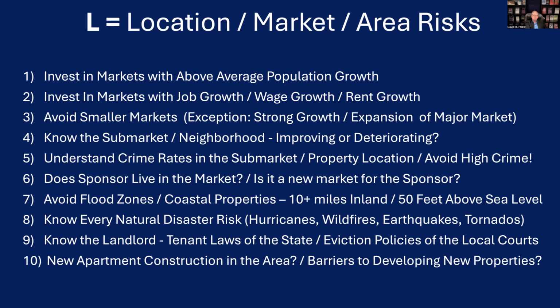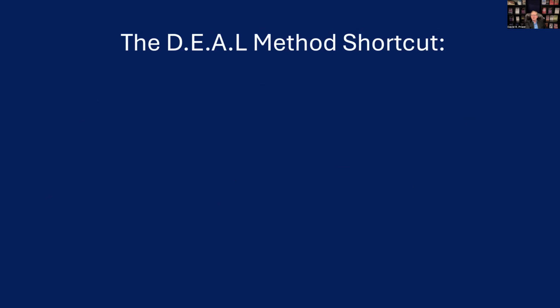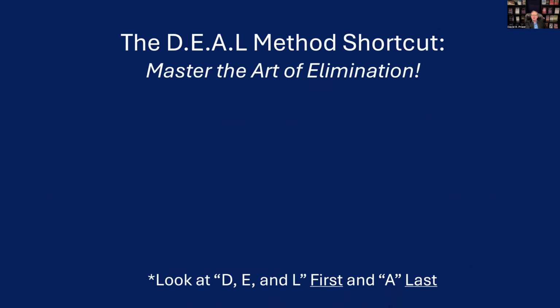So we've gone through our deal method, and I'm going to show you the shortcut here. This is the quickest way to use this in a way that is really concise and short. Okay, master the art of elimination. You want to look at D, E, and L first, and look at the numbers with the exception of the DSCR last. This is the way I eliminate deals in like the first 5 minutes most of the time. I don't waste a lot of time on deals.